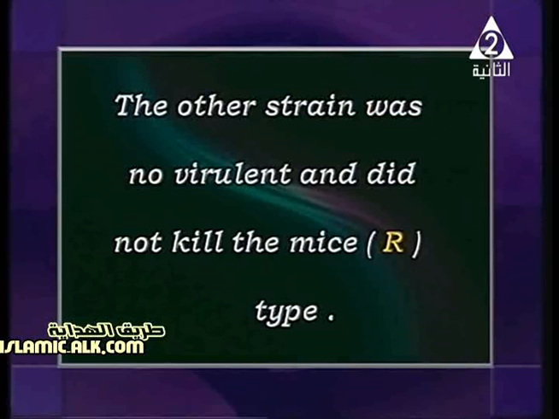He brought two different strains of pneumonia bacteria. One of them is virulent, and we call it the S type, or S kind. The other type is R, and he brought two groups of mice. One group was injected with the S type, and the other group was injected with the R type. The R type didn't kill the mice because there was no infection. On the other hand, with the S type, all the mice had been killed.